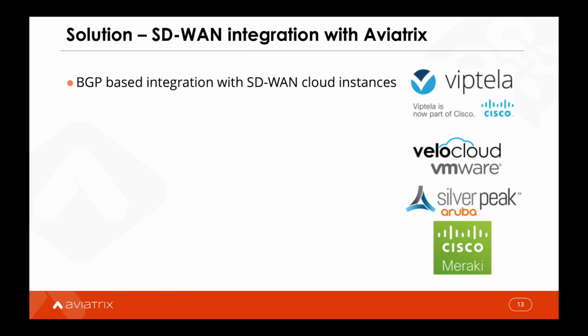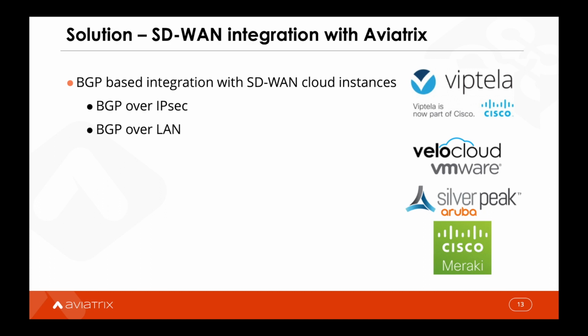Aviatrix has various design options to support all popular SD-WAN vendors, such as those shown on the right. BGP over IPsec is a legacy solution with limited throughput of 1.25 gigabits per second because of the known IPsec limitation that we discussed previously. Great for security, not so great for performance.